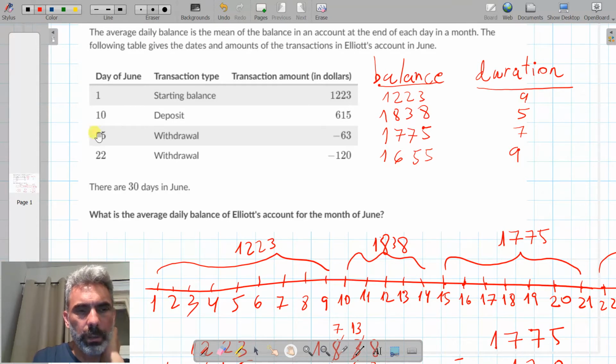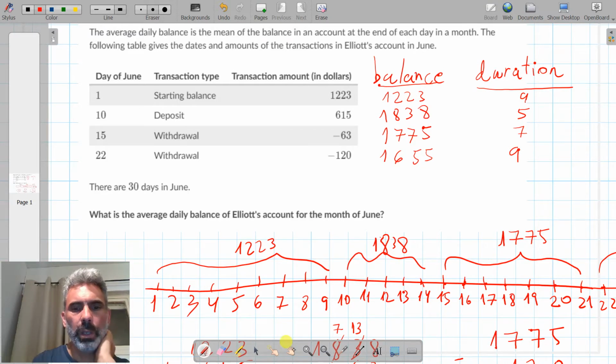Here, the change from June 10th to June 15th, it's 5 days, not 6 days, because we don't count June 15th. On June 15th there was a change. So from June 10 to June 14, without June 15, it's 1, 2, 3, 4, 5 days.